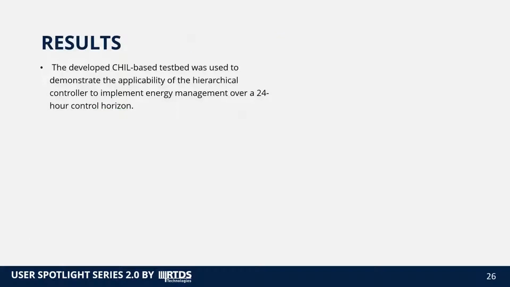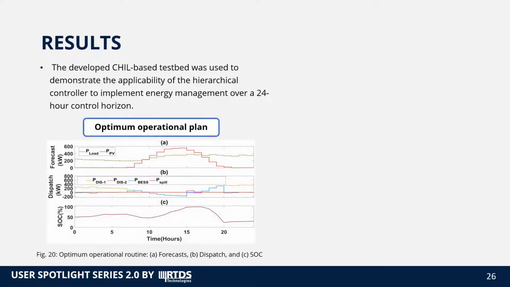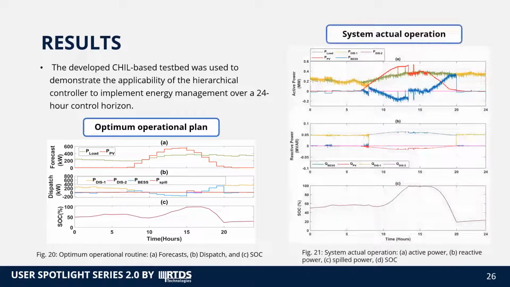The developed control hardware-in-the-loop-based testbed was used to demonstrate the applicability of the hierarchical controller to implement an energy management system over a 24-hour control horizon. This is the optimal operational plan derived by the energy management system, and this is the system actual operation simulated inside RTDS. A good agreement can be seen between the optimal operational plan and the system actual operation. A few scenarios can be detected in the system actual operation.